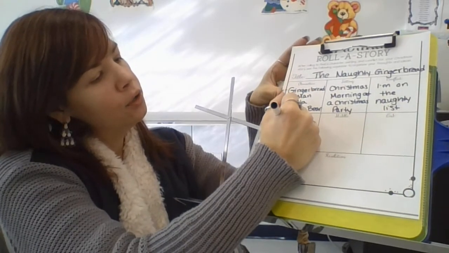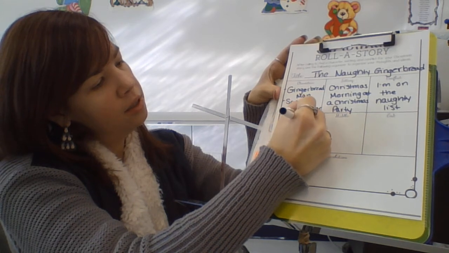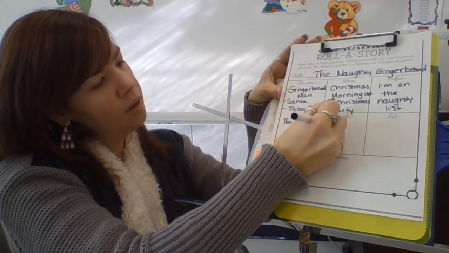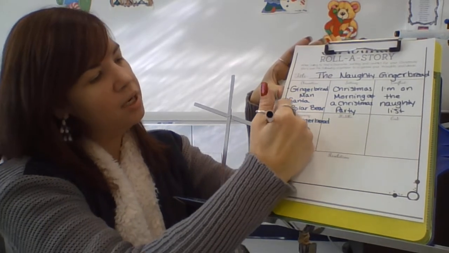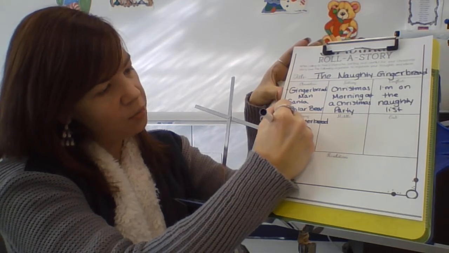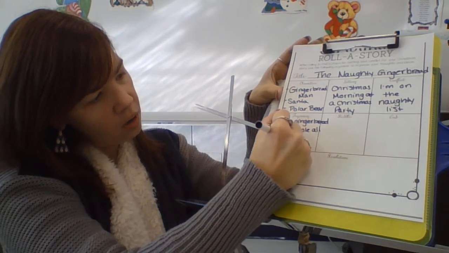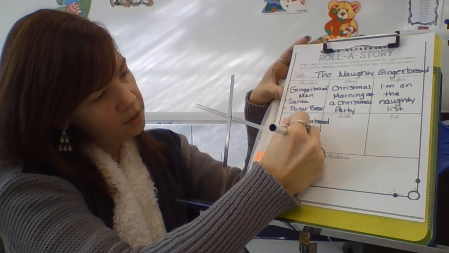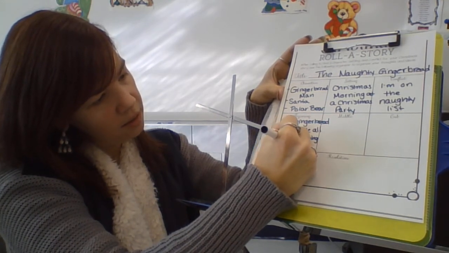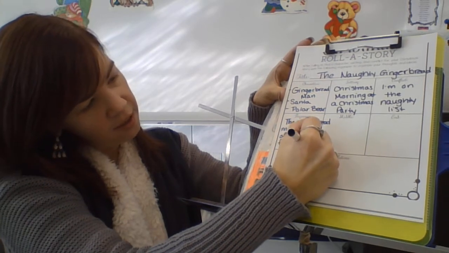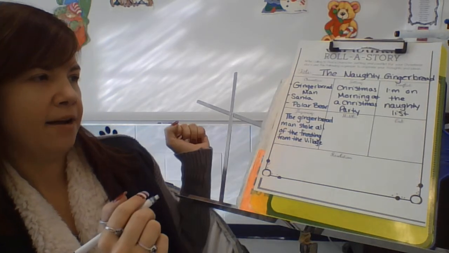Okay, so the ginger, and it's okay that I went into the box a little bit. Whenever you're typing, it'll be much easier to stay in the boxes. So the gingerbread man stole all of the frosting from the village. Okay.